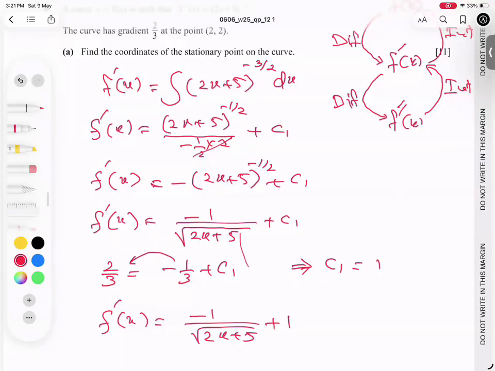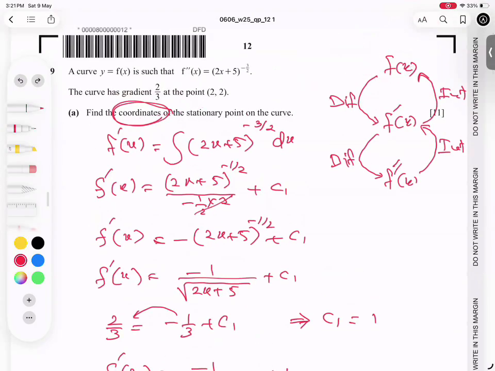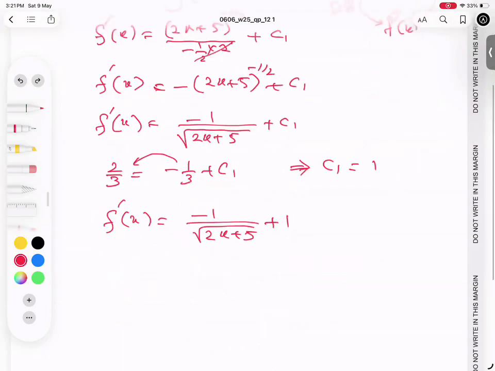Now we're looking for the coordinates. Whenever looking for coordinates, I need the equation of the curve. Do we have the equation of the curve? Not at all. I am at this level. I have to integrate once again. So when I integrate again, what will I get here? The function f is also called the curve equation. I am bound to bring it up.